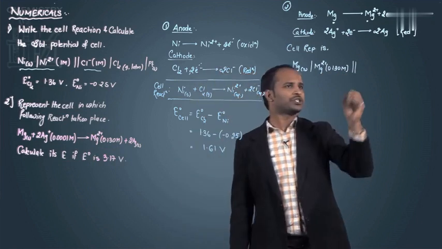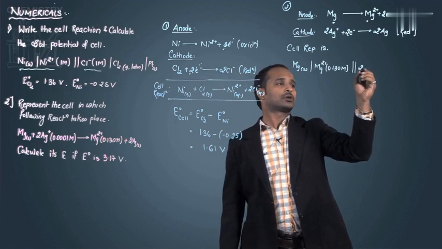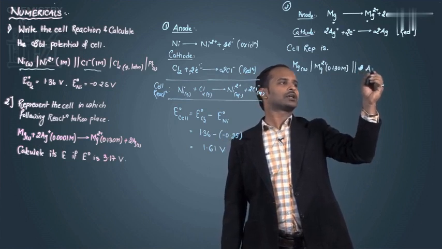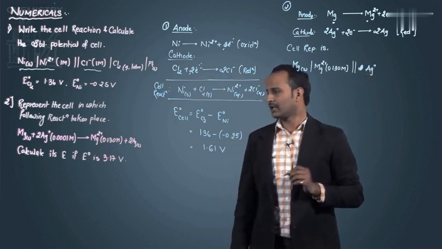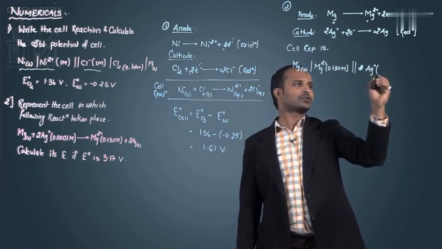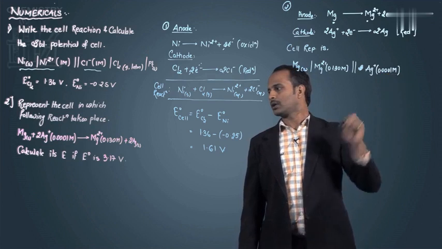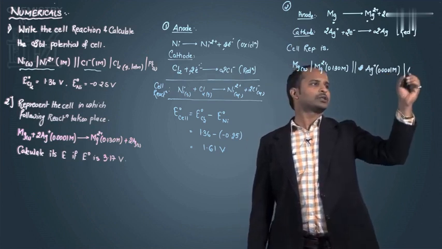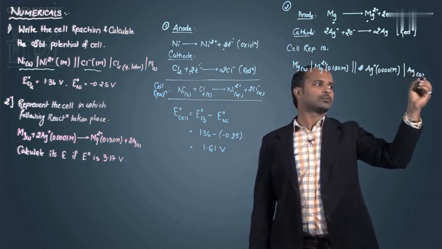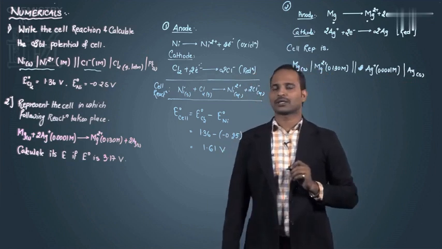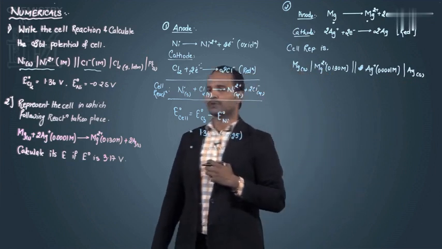Then 2 Ag plus. Coefficients are not used while writing a representation. Its concentration is also given, 0.0001 molar, and then Ag finally, that is in solid state. So this is the representation. After writing the representation, we have to calculate E.